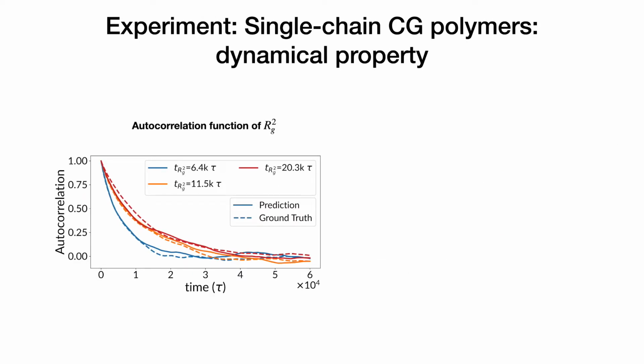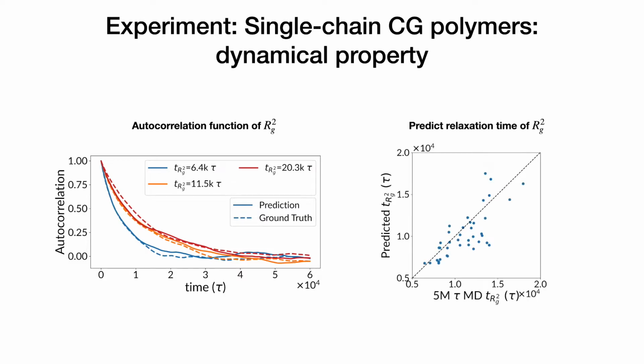Moreover, simulation from our model also recovers dynamical properties of the MD system, such as the autocorrelation function of radius of gyration. This dynamical property cannot be computed from independent samples of the system, and requires very long time simulation to reliably estimate. Our model shows good fit to the ground truth in the autocorrelation function, and accurately predicts the radius of gyration relaxation time, which is derived from the autocorrelation function.